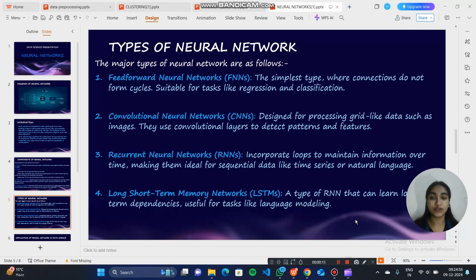Second, convolutional neural networks, designed for processing grid-like data such as images. They use convolutional layers to detect patterns and features. Third, recurrent neural networks incorporate loops to maintain information over time, making them ideal for sequential data like time series or natural language. Fourth, long short term memory networks, a type of RNN that can learn long term dependencies, useful for tasks like language modeling.